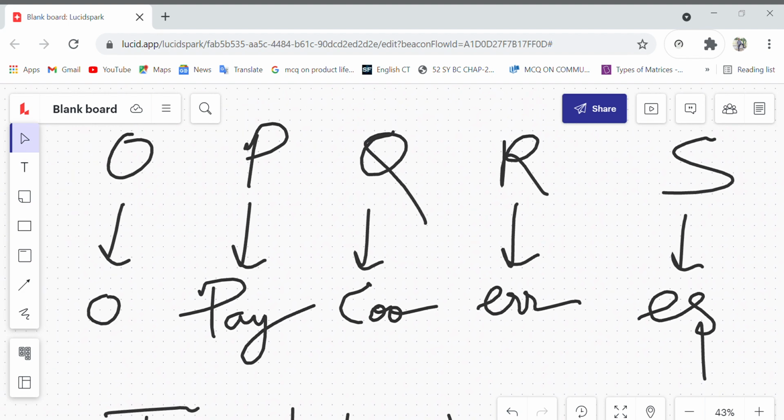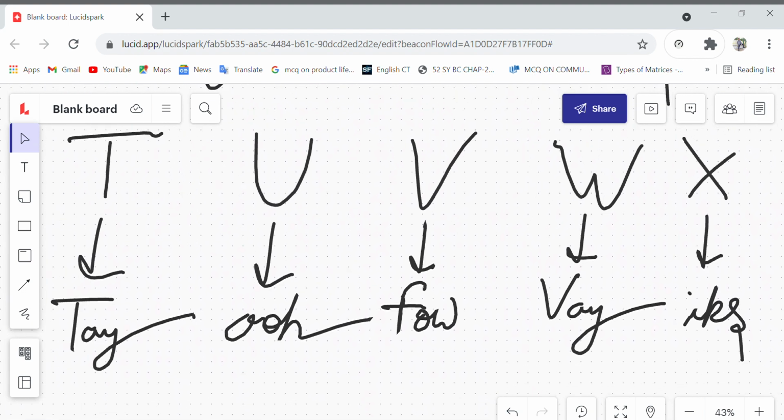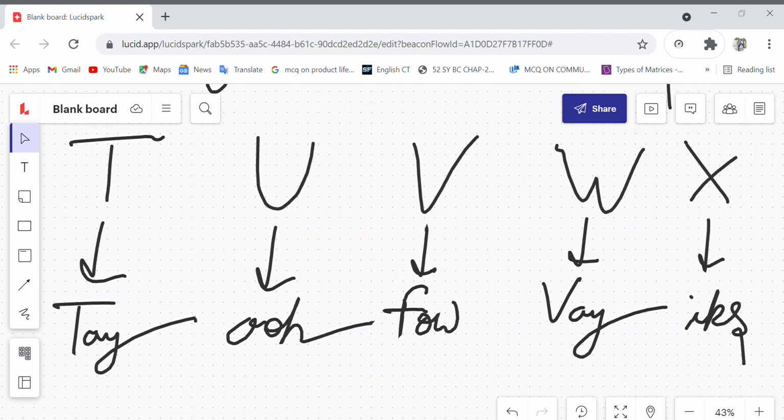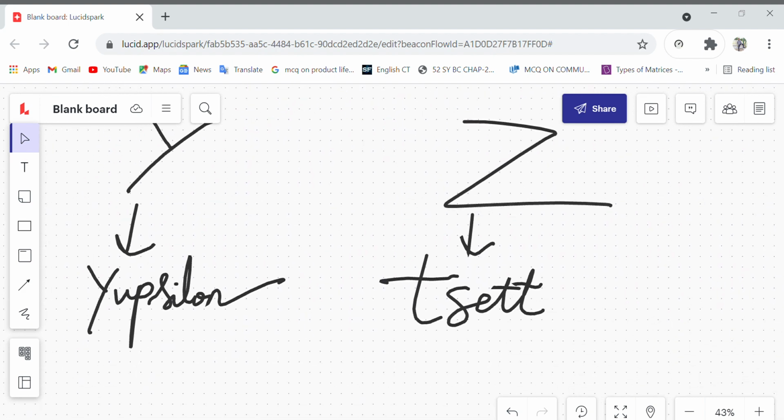For P, it's pay. For Q, it's ku. It's not Q, it's ku. For R, it's er. For S, it's es. For T, it's tay. For U, it's U. For V, it's fow. For W, it's vay. For X, it's X. For Y, it's ypsilon. For Z, it's tset. So this was all about the alphabets of German.